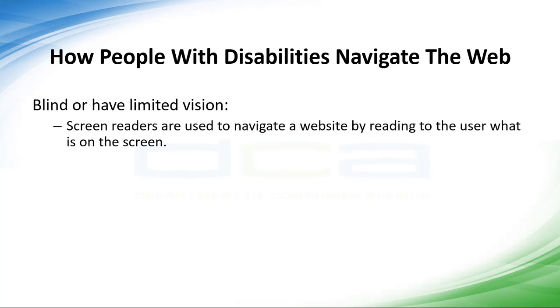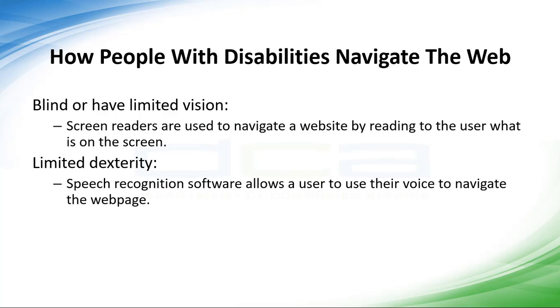If they are blind or have limited visibility, these users will be using a screen reader, and that screen reader is used to navigate the website by reading back to the user what is on the screen. It's reading the text that it finds. So if there is an image, there needs to be some sort of alternate text added with the image so that that text can be read back what is in that picture for that blind or limited visibility user.